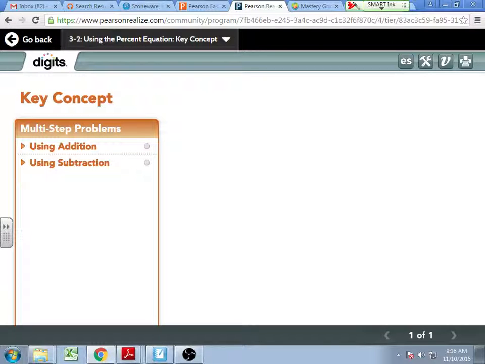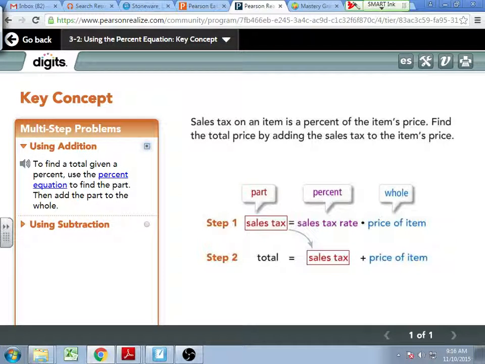All right, so now we get into using your percent equation for multi-step problems. When we talk about having sales tax on something, sales tax is going to be a part that is added on to your cost. The first thing you would do is calculate what the tax is. Most of the time, our sales tax here in Ohio is about 7.5%. It depends on where you go. It's as low as 6.75 in some places.